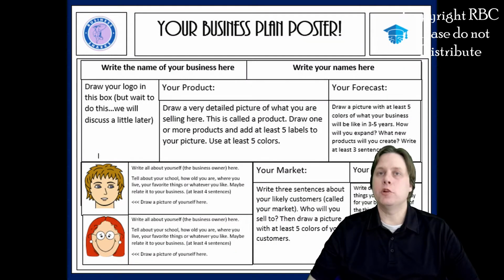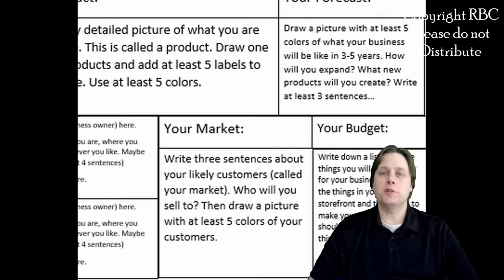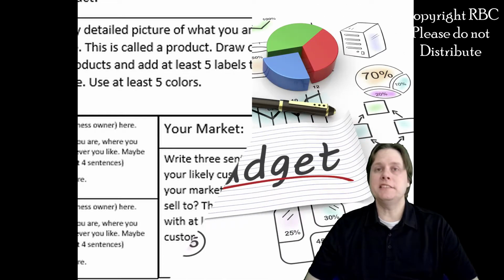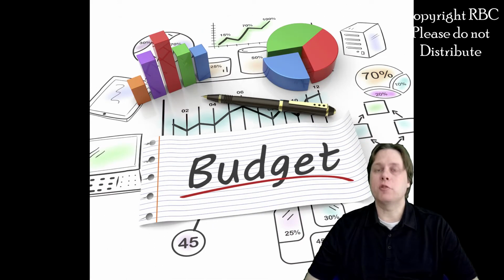Looking at the graphic organizer, you can see that there's a section called Budgets. This is where you're going to write down all of the expenses that your business will have, all the things that you need to buy. Businesses have budgets where they plan out what they're going to spend, and families have budgets too.